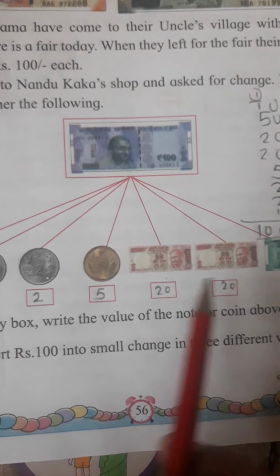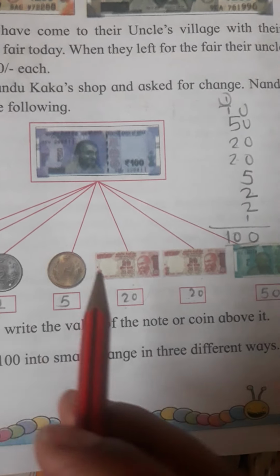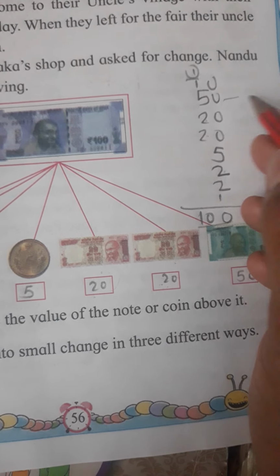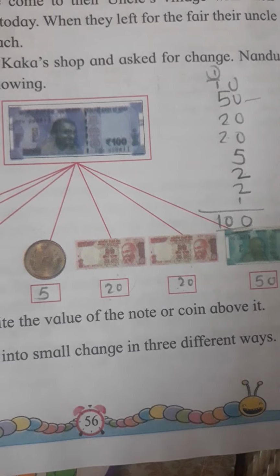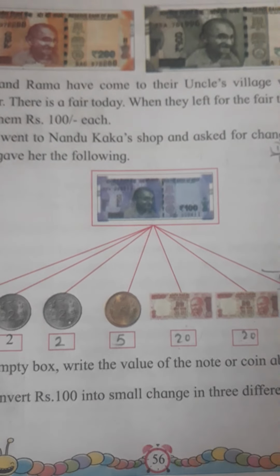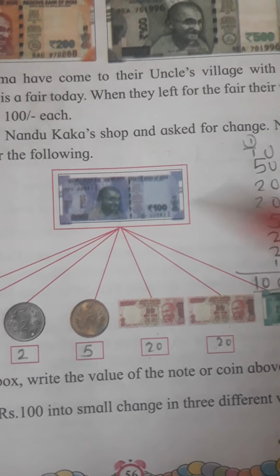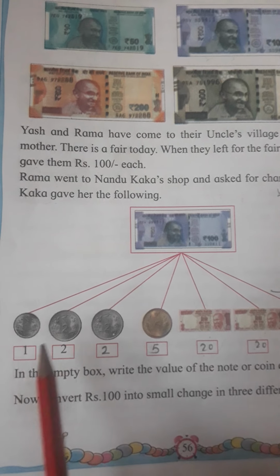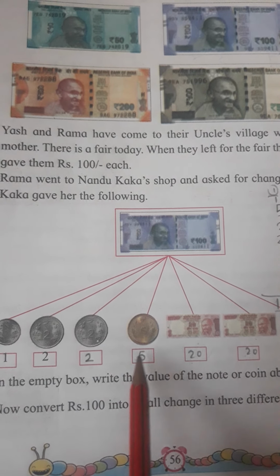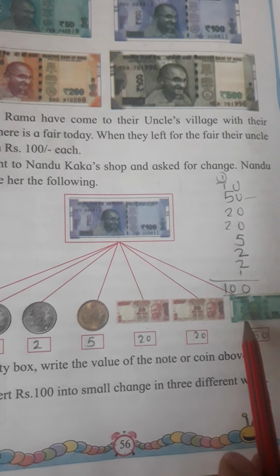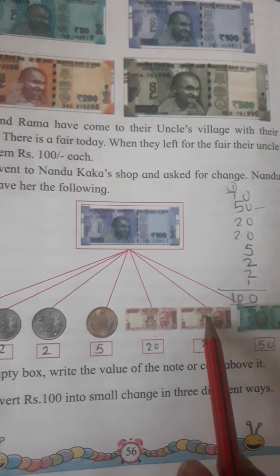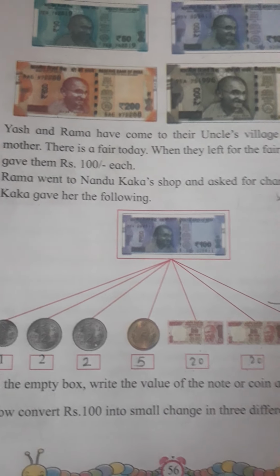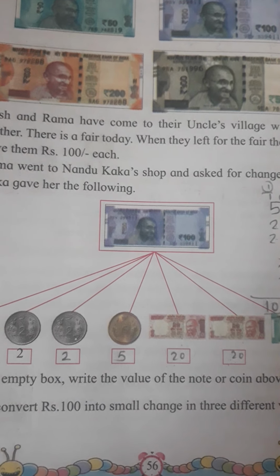So this is the change of 100 rupees. Instead of taking this much, we can take two 50 rupee notes. Right? Two 50 rupee notes also make 100. There are a lot of ways to make change of rupees 100 or whatever currency. So look, I have written here 1 rupee, this 5 rupees. 20, 20, 50. These are all change of a 100 rupee note.